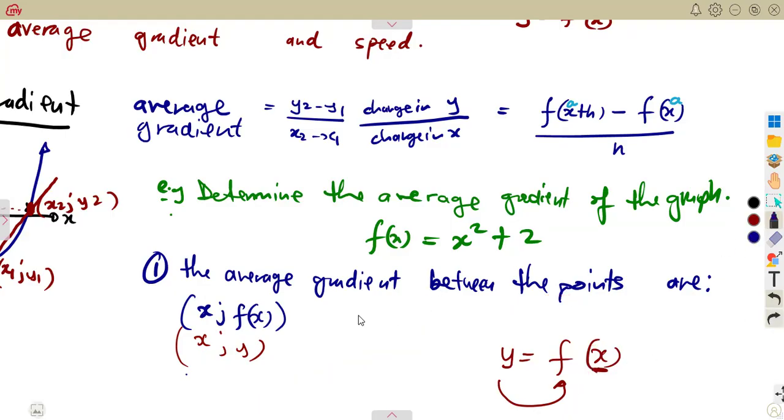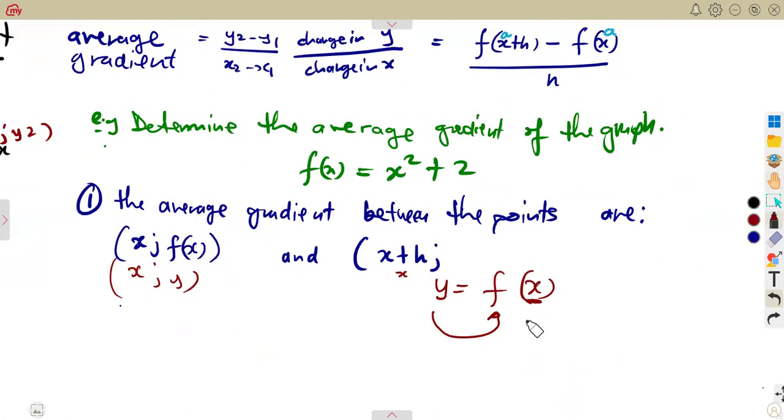But let's say that's our first point, and for the second point, they might give you that point as x plus h. So let's say you're given x plus h. What is going to represent y? Because x is given as x plus h. What about y? Remember, y is taken from f of. From the previous case, it was f of x as it is.